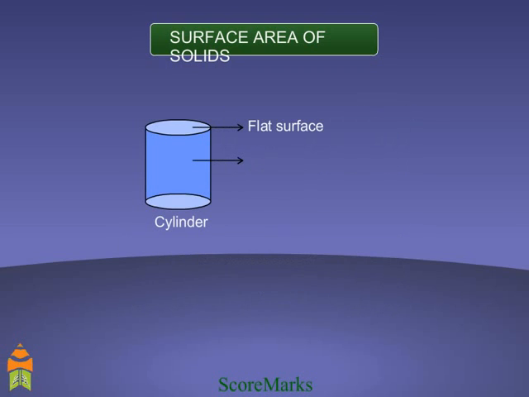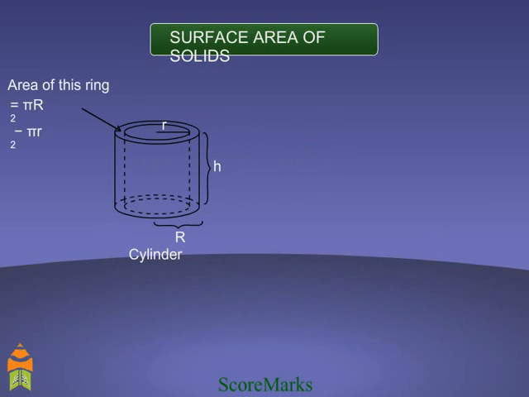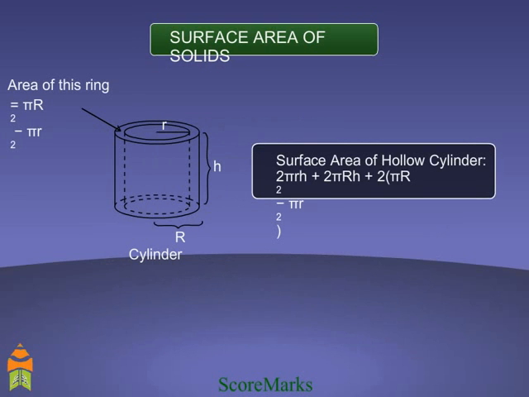A cylinder has 2 flat surfaces and 1 curved surface. Surface area of a cylinder is equal to 2 pi r (r + h), where r is equal to radius and h is equal to height of the cylinder. This is a hollow cylinder. Total surface area of a hollow cylinder is equal to the area of internal curved surface plus area of external curved surface plus area of the 2 rings.